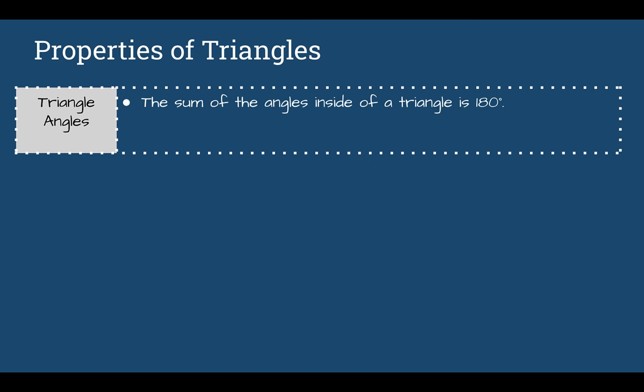First, let's look at a couple properties of triangles. The first property has to do with the angles. In a triangle, the sum of the angles inside the triangle is 180. So if you have a triangle, the three angles inside of it are going to add up to 180 degrees. Here, 82 plus 57 plus 41 equals 180 degrees. This is going to be true for all types of triangles.